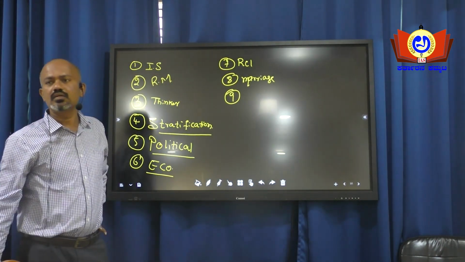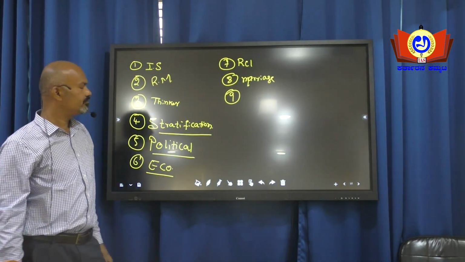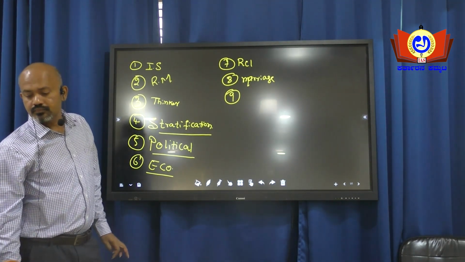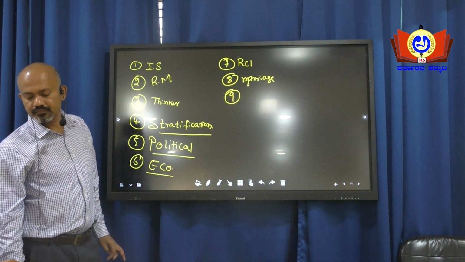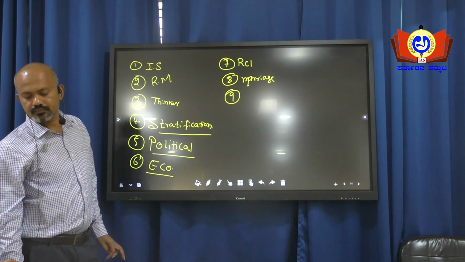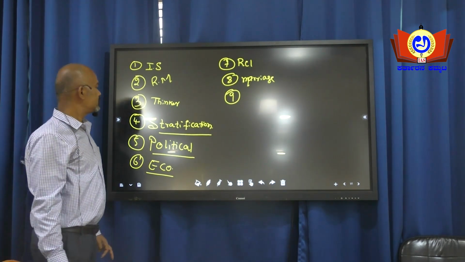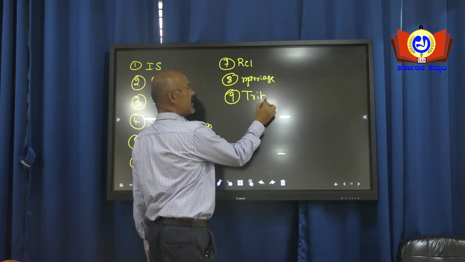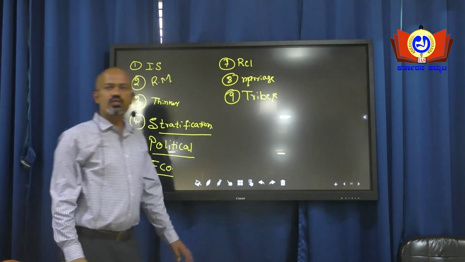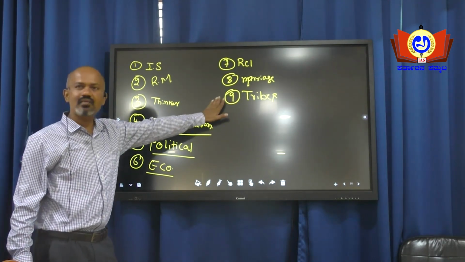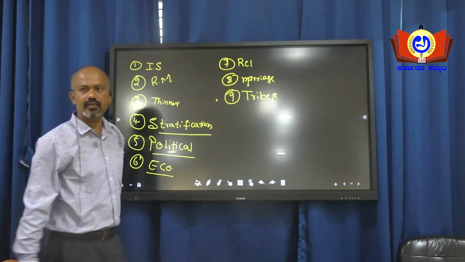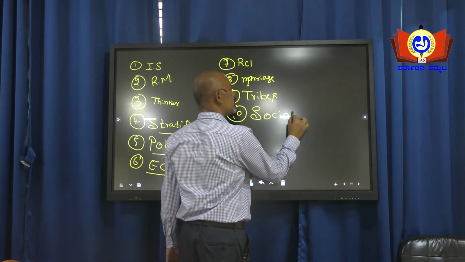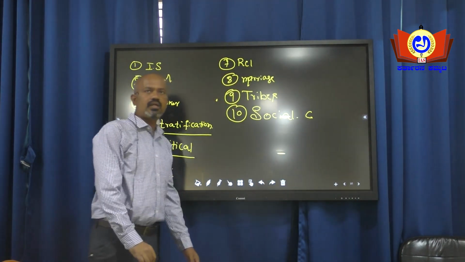Another one I have written is economic. Social change. Which is missing? Tribes, specifically for paper 2. Paper 1 is not there, only paper 2 is there, so I have made a separate slot for it. In that file you will get that one. And social change I have combined from both paper 1 and paper 2.